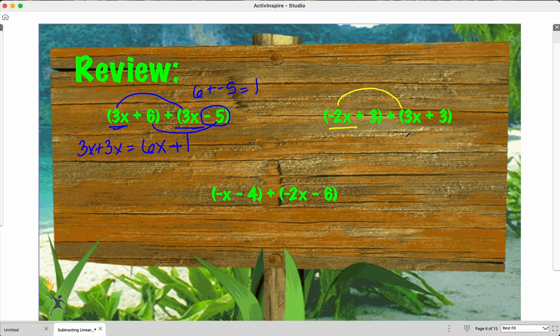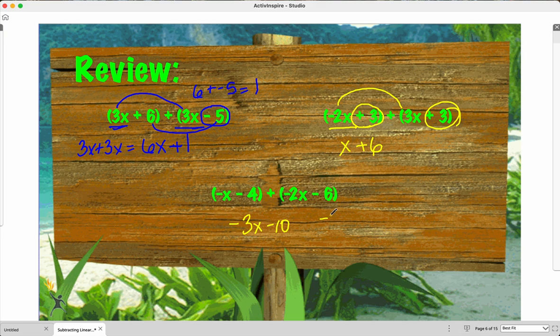Negative 2x plus 3x is x. Positive 3 plus positive 3 is 6. All right, and finally, take a minute, pause the video, and just try this next problem on your own. All right, so you guys hopefully got negative 3x minus 10, okay?